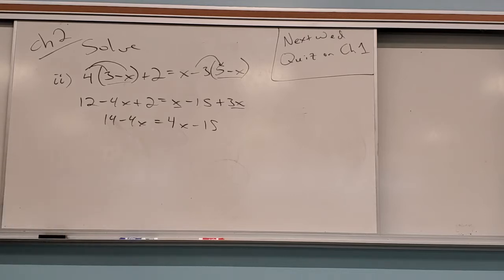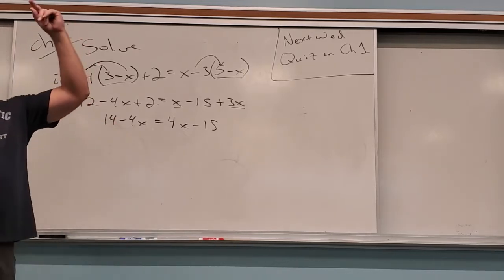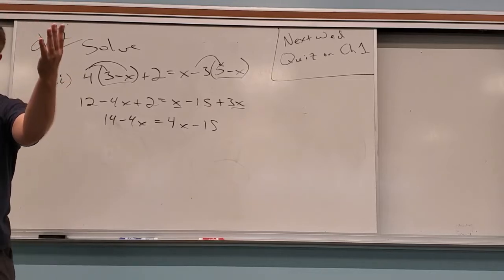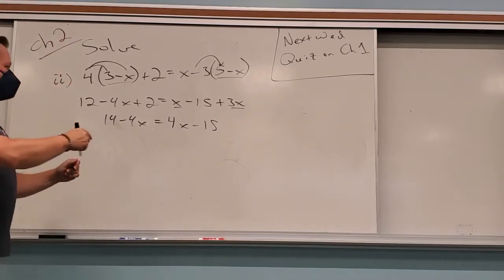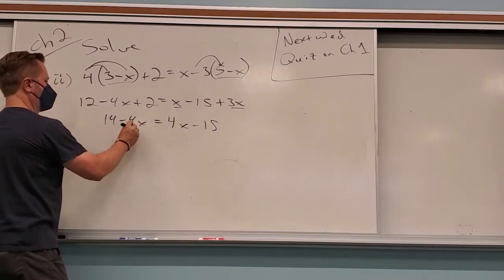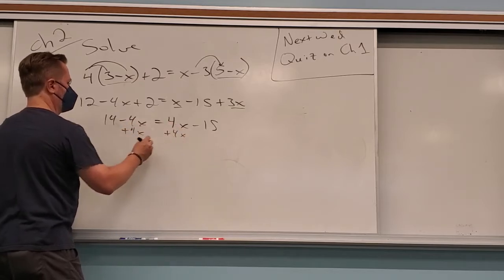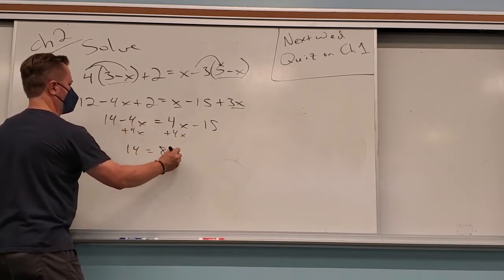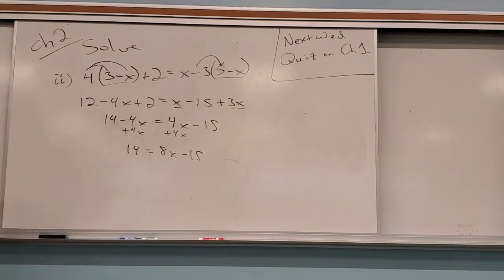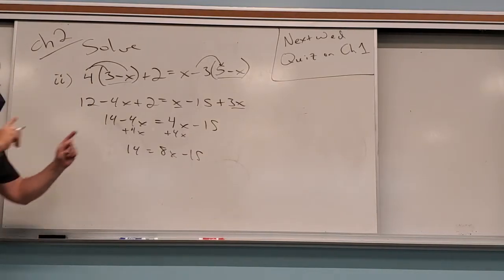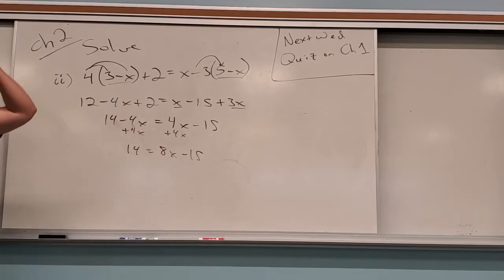Now I just got to pick a side for x's, pick a side for numbers, right? You can either always put the x's on this side or move them so they're positive. That's what I normally do. So here I would add 4x just to keep them nice and positive. And then what would you do? Add 15. Add 15 because you picked that side for the x's, so you got to get the numbers on the other side.